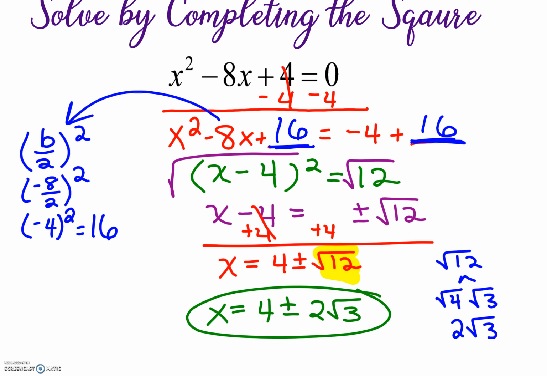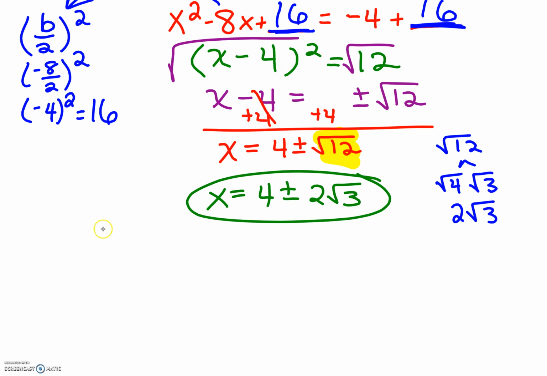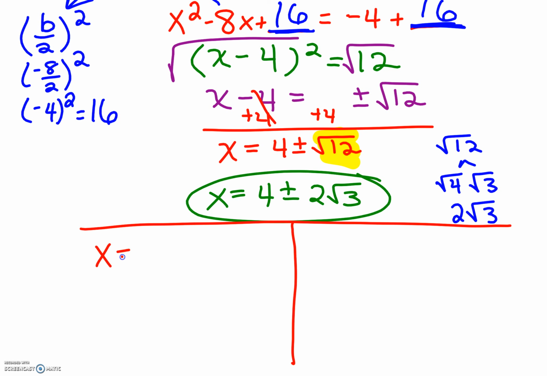If a Regents or a test went on to state, solve for x rounding to the nearest 10th or 100th, from here what we would have to do is split it into two answers so that we could type it into our calculator. So if it says to round, then you must split it. x equals 4 plus 2 radical 3. x equals 4 minus 2 radical 3. And then from here, you're just going to type it into the calculator.